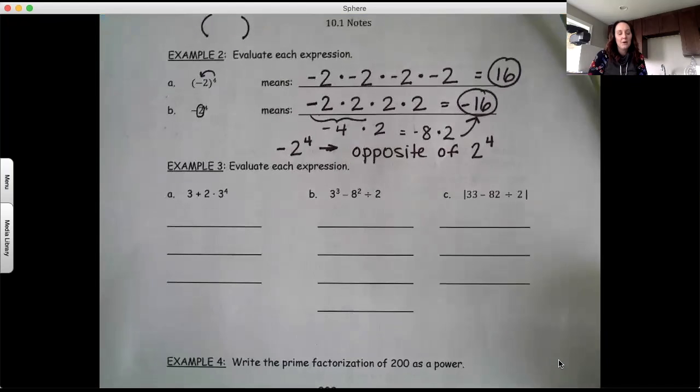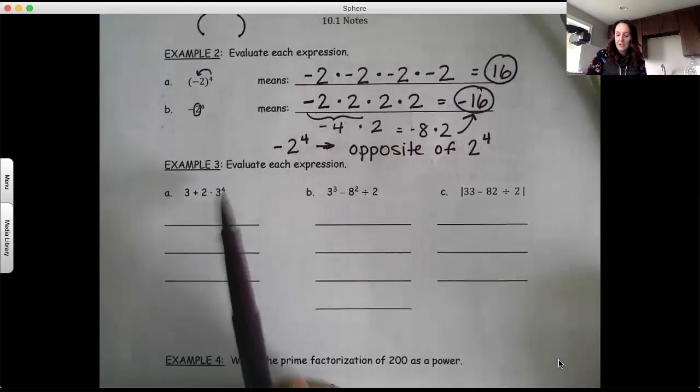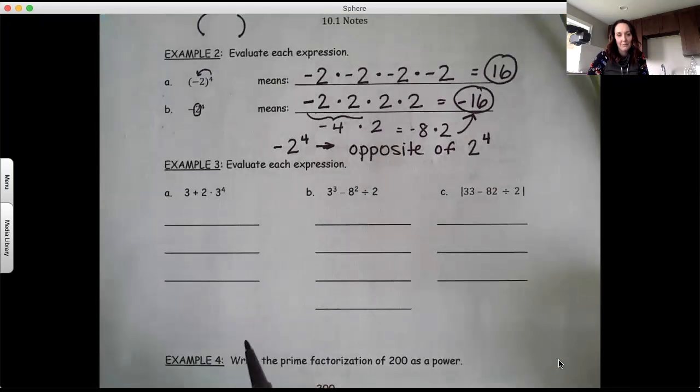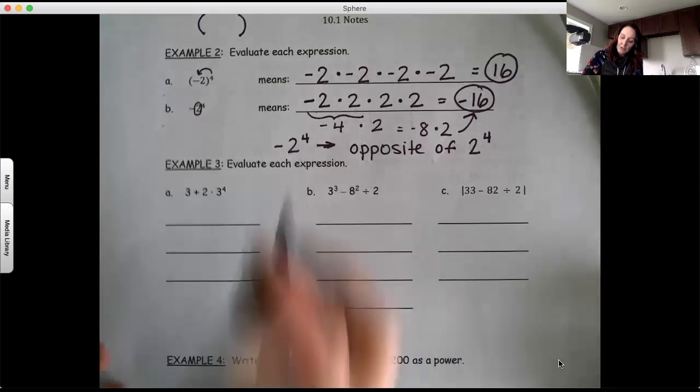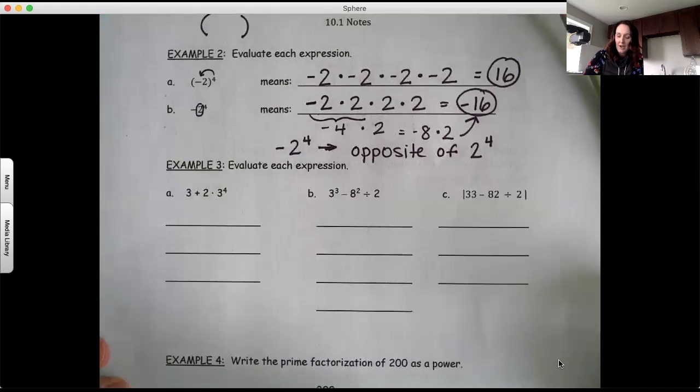Example 3, you're going to evaluate each expression. So again, you're going to try to get this expression to one answer. And a lot of you might want to just put it all in your calculator and be done with it. Well, remember, your calculator is only as smart as the buttons that you push in it. So what I recommend is that you go step by step. So the first thing I'm going to do, and you can always remember PEMDAS, right?